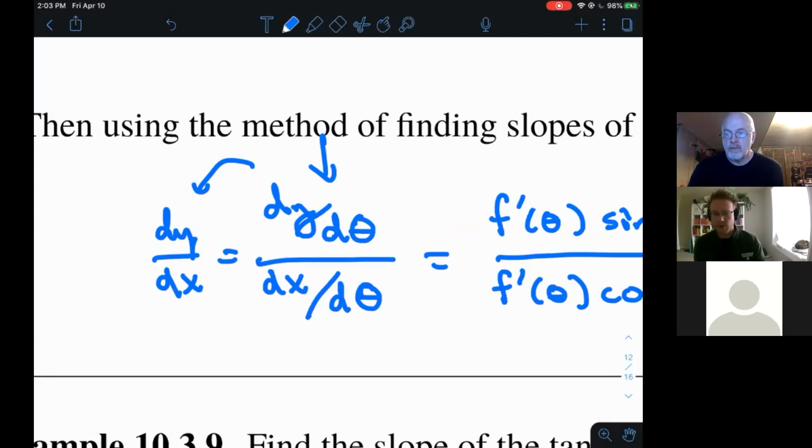So this is what we're going to be doing. We take the derivative of y with respect to theta and of x with respect to theta, and then take the ratio of those. That should be the slope of our tangent line, aka the derivative of y with respect to x.